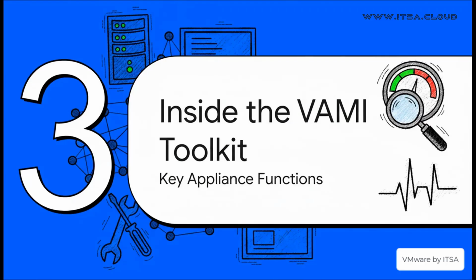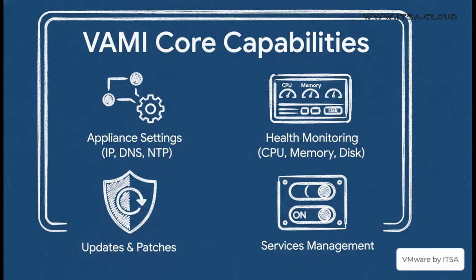All right, so you've logged in. What can you actually do in here? Let's take a peek inside the VAMI toolkit and see the key functions it gives you for keeping your vCenter appliance in tip-top shape. And the second you're in, you realize, whoa, this is the real command center for the appliance. We're not talking about VM settings here. This is where you set the appliance's core networking, where you monitor its own resource usage, its CPU, its memory, its disk, and, maybe most importantly, this is where you apply the official updates and patches to vCenter itself. You can even manage low-level stuff like SSH access from right here.